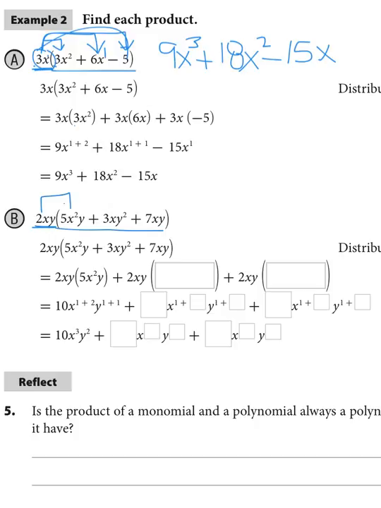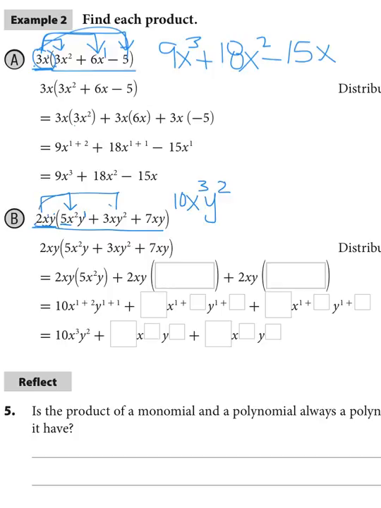So just like in the last video, we're going to multiply. Our coefficients here are 2 times 5, so we get 10. Then we have x to the first times x to the second, so we keep the x base, and we add those exponents. 1 plus 2 is 3. And then we have y to the first times y to the first, so that's y. 1 plus 1 makes our exponent of 2 there.